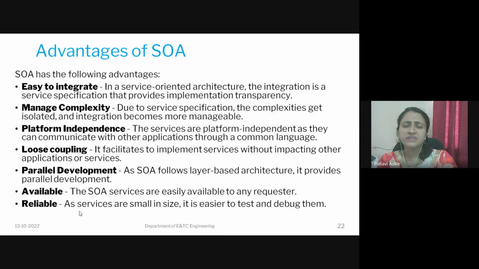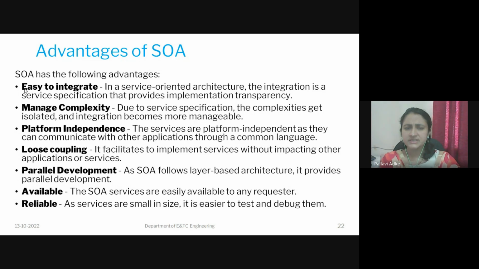Then what are the advantages of SOA? It is easy to integrate. In service-oriented architecture, the integration is through service specification that provides implementation transparency. So easy to integrate, and implementation transparency will be there. Service-oriented architecture, by the name itself, we can understand that they are providing services. All these service platforms are using this architecture that is called SOA.